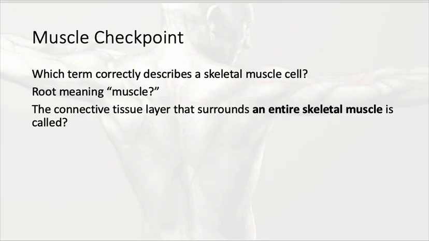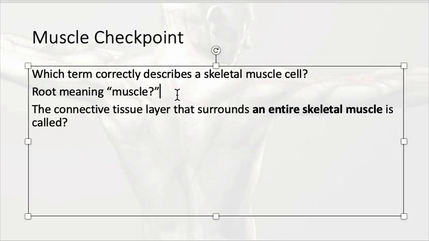Now, which term correctly describes a muscle cell? If you said myofiber or muscle fiber, that would be correct. The root meaning muscle would be my, or the combining form, myo. And the connective tissue layer that surrounds an entire skeletal muscle is the epimysium.